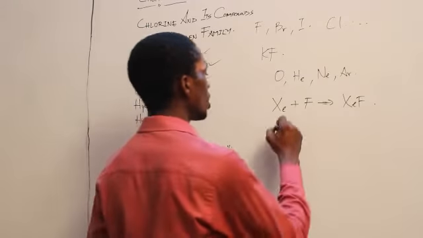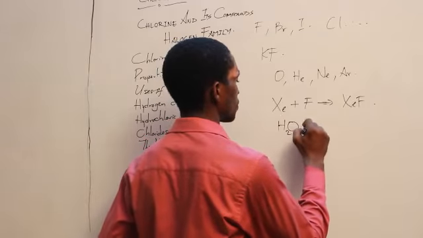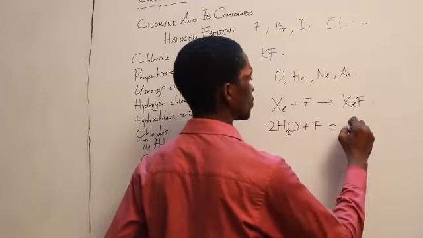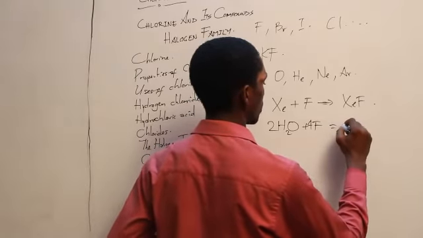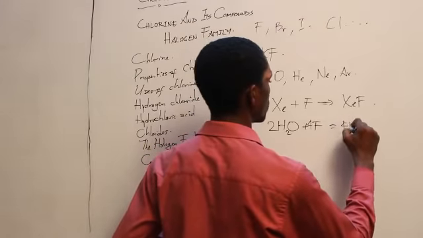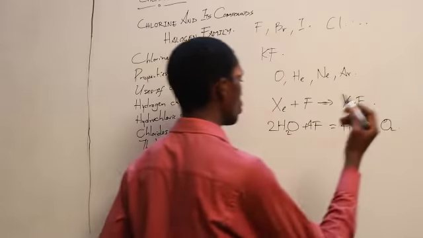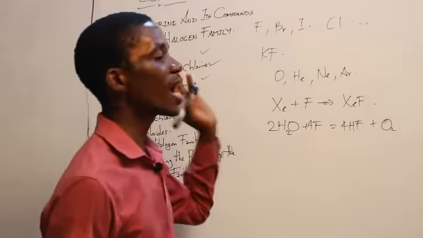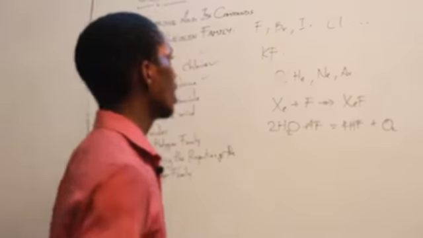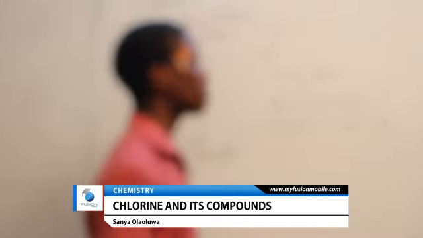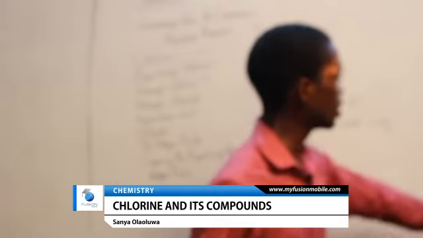For example, even when it is exposed to water, it displaces oxygen. So we have something like 4HF plus O2. Oxygen will be given off. It displaces any element from the system because of its high electropositivity. It even displaces chlorine. Now that is the only element that displaces chlorine in the electrochemical series.